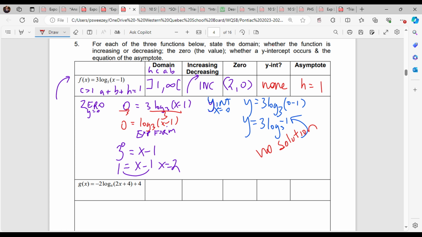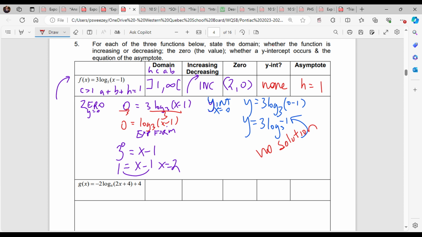start by identifying what the base is. Is it greater than one? Identify whether A and B are positive or negative. And then identify what the H is on these guys here. From that, you should then be able to maybe do a sketch and get an idea of what the domain would be. Is it increasing or decreasing?